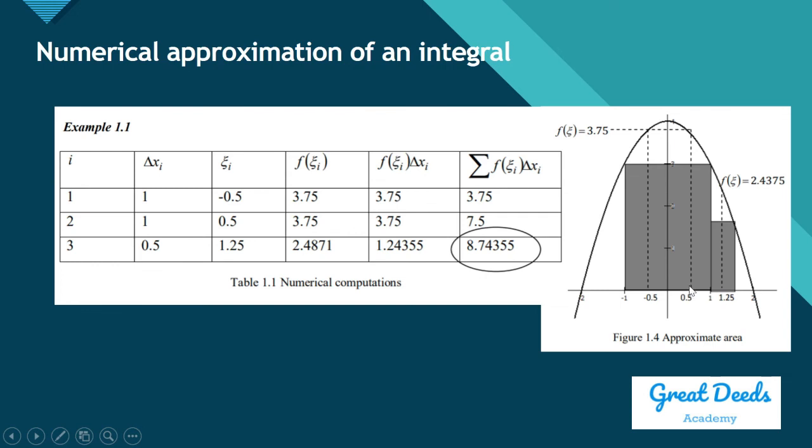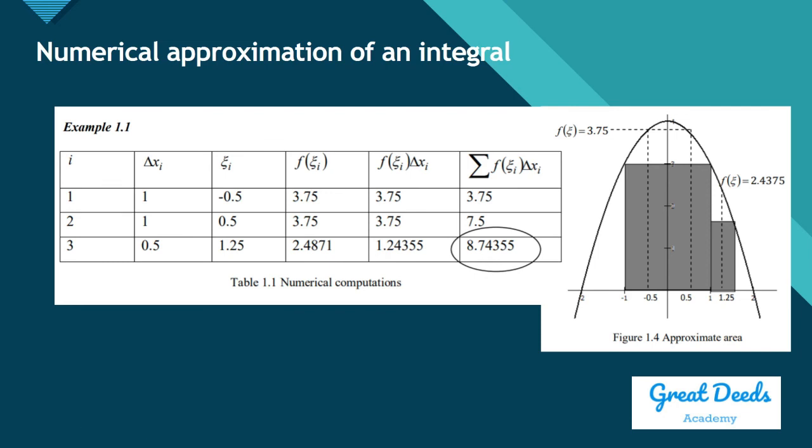With the second rectangle, again, the length of the base is 1, the midpoint is 0.5, f of 0.5 is 3.75, the area of this rectangle is also 3.75, but the cumulative area is now 7.5. We do it for the last rectangle. We get the sum. The true area of this plane region bounded by your parabola from -1 to 2 is actually 9. But this one is close to 9, 8.74.